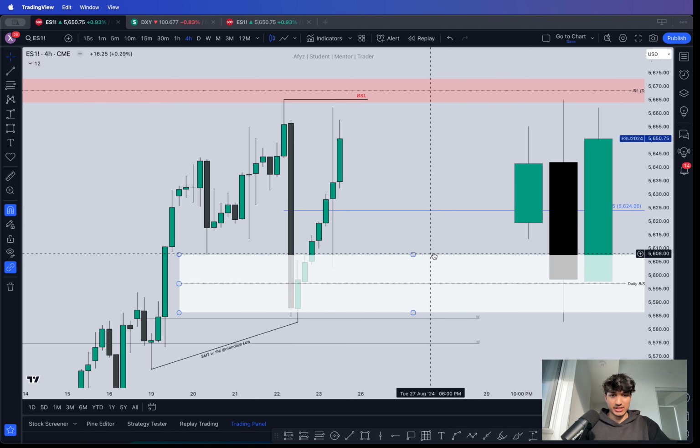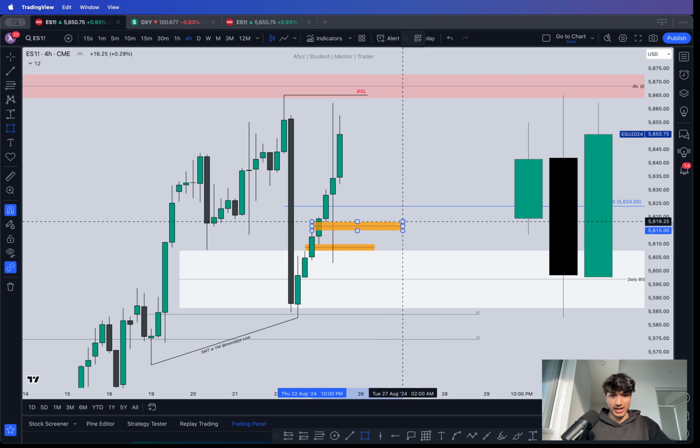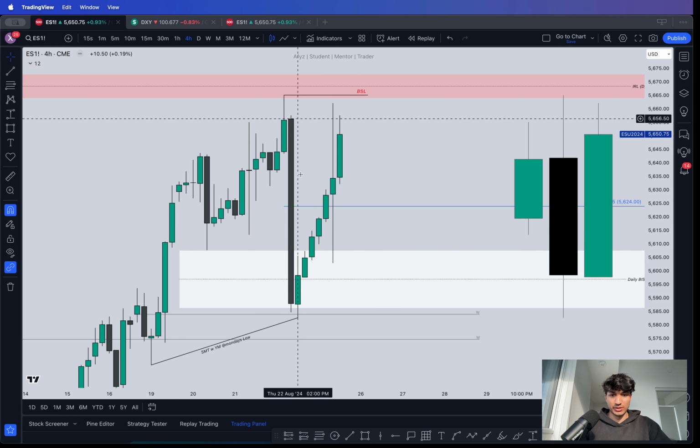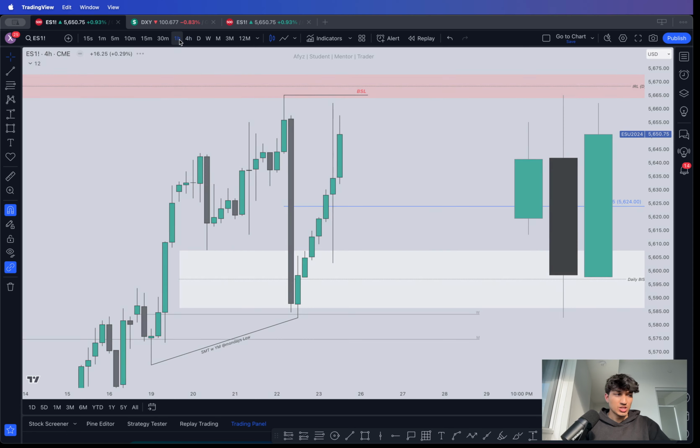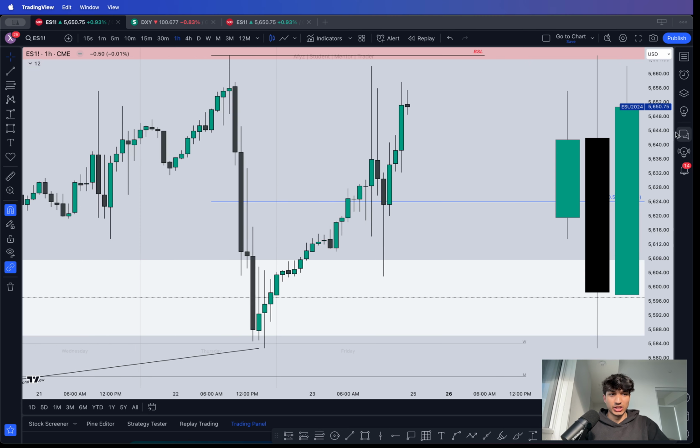In addition, as you can see, we had created several 4-hour imbalances in the form of buy-side imbalances higher, which was showing the market was displacing higher after it formed this SMT. So if we go down to the hourly chart, we'll be able to see a bit more structure and how I actually took this trade.